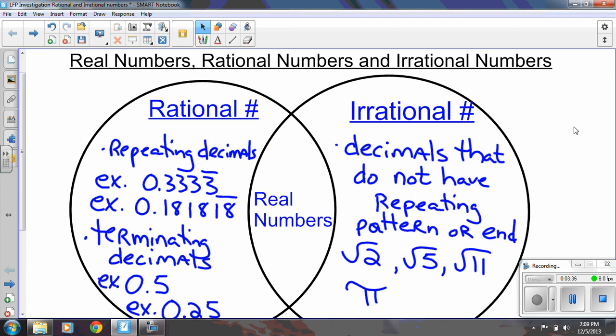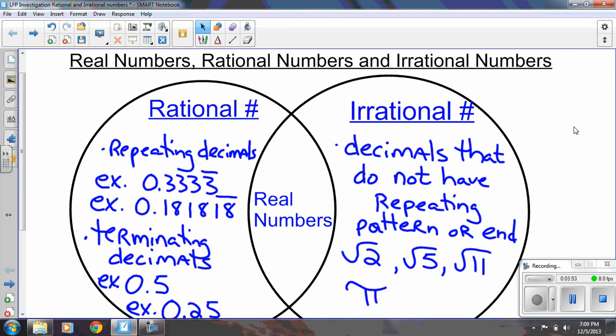Okay, at the bottom of your page, I'm going to ask you for some examples of rational numbers and irrational numbers. And before we do that, here's my helper again, and she's going to give you a couple of her own examples. Here we go.